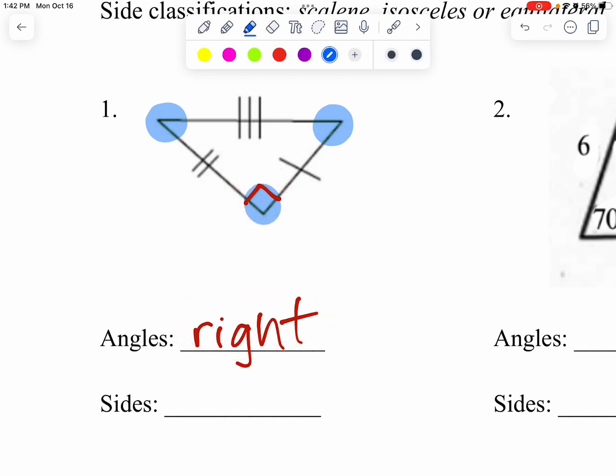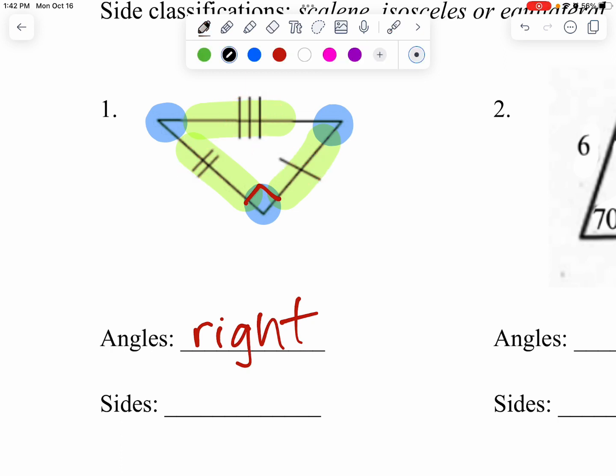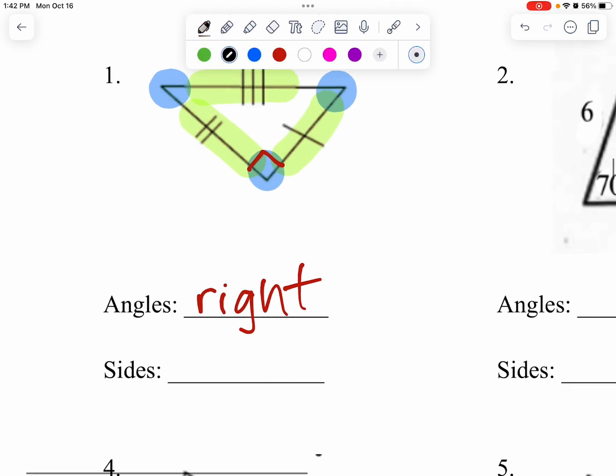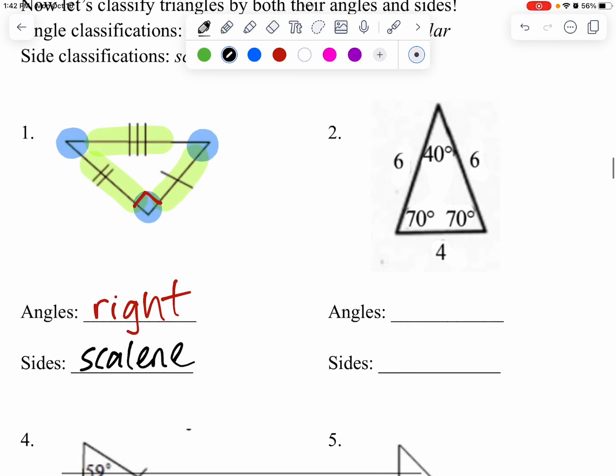And now let's look at the sides. That's different. Here's a side, here's a side, here's a side. And I have a single tick mark, a double, and a triple. What is it called when all 3 sides are different? That is called scalene. Okay, check the second page. Remember, we have 2 pages of vocab words. One of them is for angles, one of them is for sides.